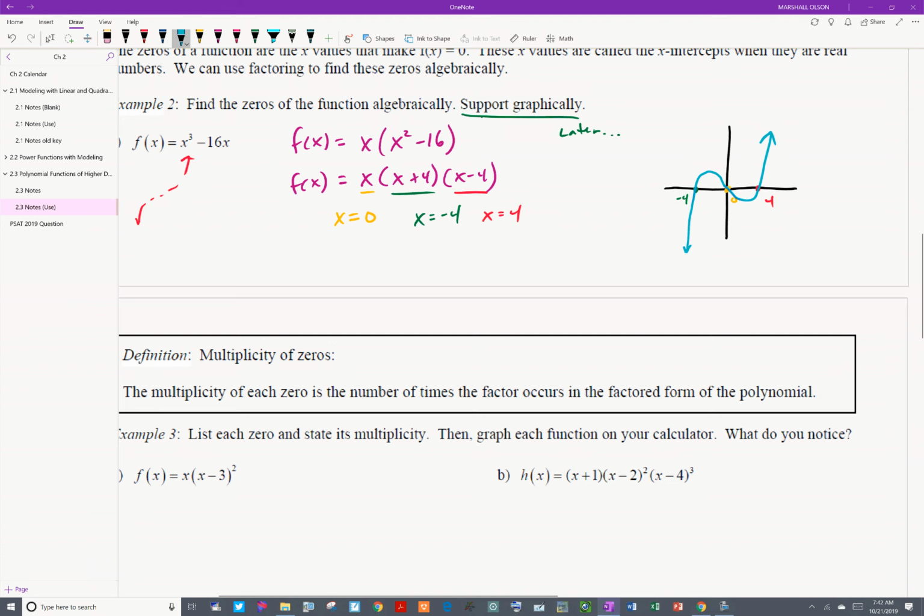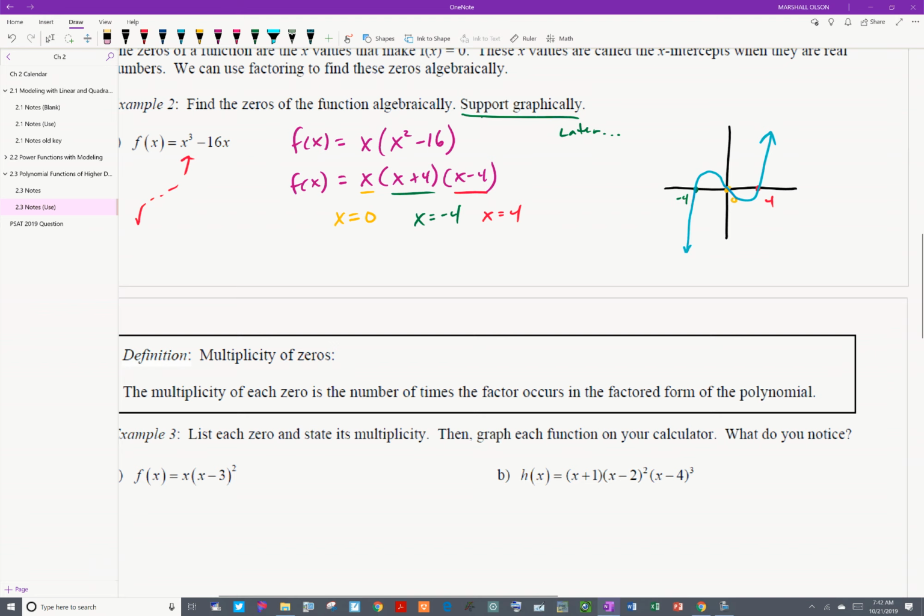Each of these zeros has a multiplicity of 1. There's no exponent on the factors. This is x to the first, this factor is to the first, and this factor is to the first. We don't write that, and we normally never even say that. But once we start getting other exponents there, and we have multiplicities of 2 or 3, then it starts changing what happens at those zeros on the x-axis.